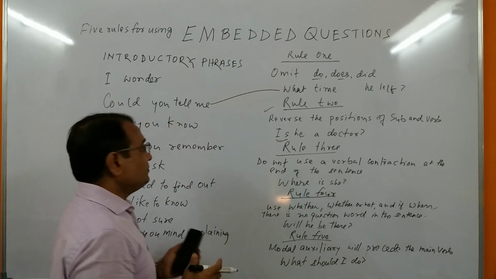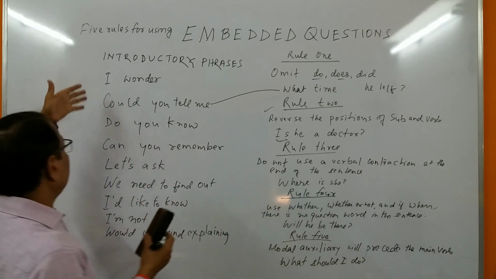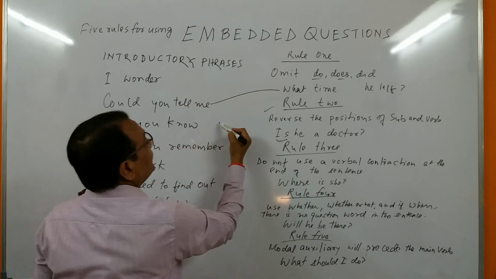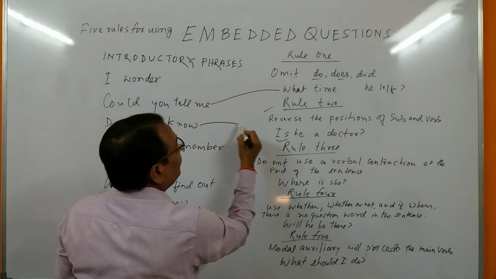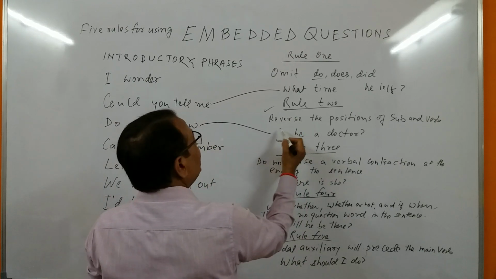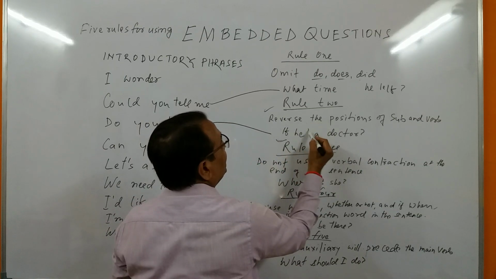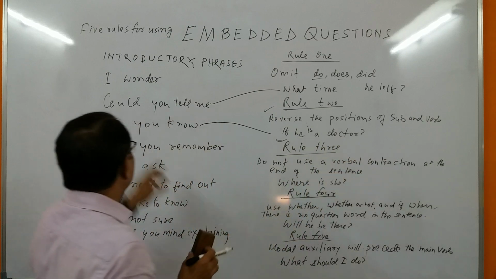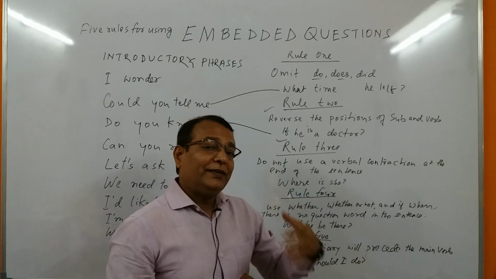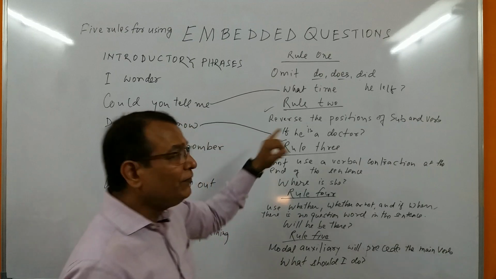And suppose I am connecting with these introductory phrases. Suppose I am connecting with this: do you know? Then what I will do, I will write here like this: do you know if he is a doctor? Look, the position of the verb is again changed. You are putting is here: he is a doctor. Do you know if he is a doctor? So, is he a doctor? It's a direct question. But, do you know if he is a doctor?